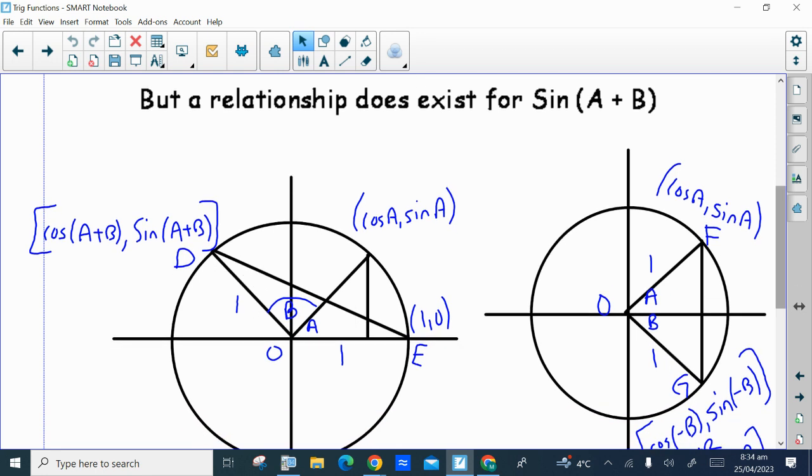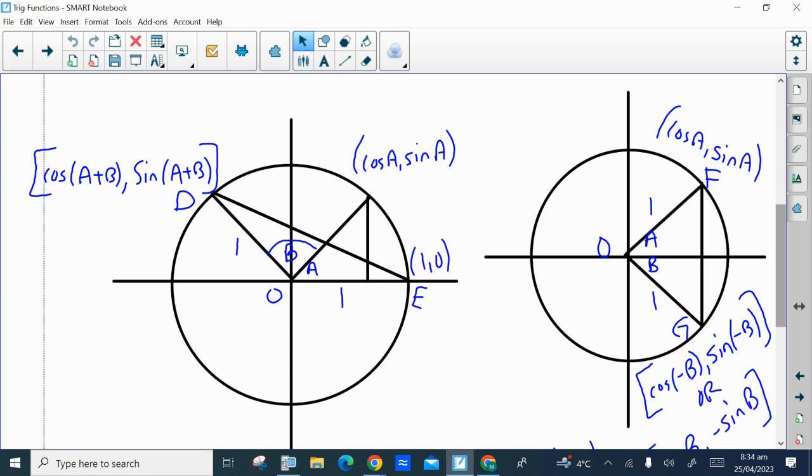So what we're doing here is we've got a unit circle, actually two unit circles. The unit circle on the left has two angles: angle A, and angle B is added directly onto angle A. Remember that at every point on the unit circle you have an x and a y component, and that tells you the cos and the sine. So at point E, that's the point (1, 0).